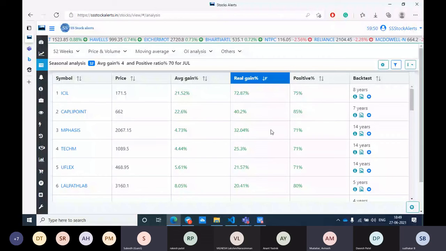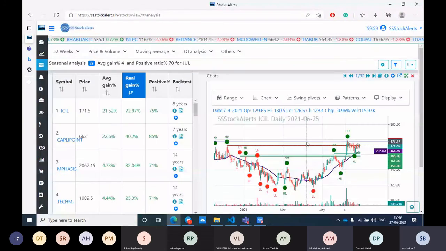You can just click here and you can see the chart on the right side, right? You can see it in one view. You can just click on next and you can see it here itself. You can see the chart and the backtest data, and you can go ahead and buy.